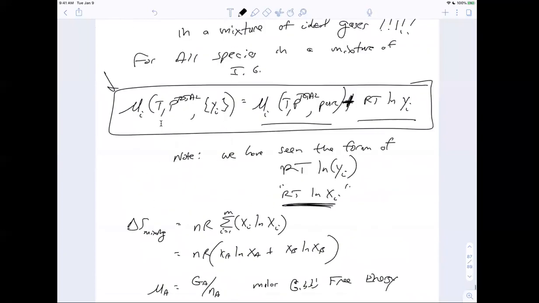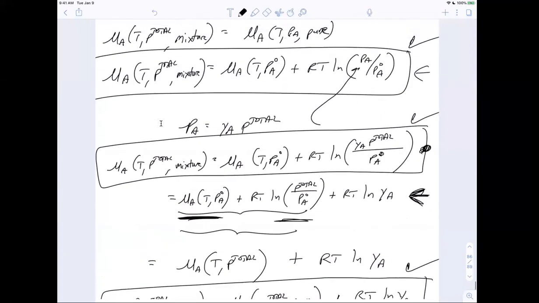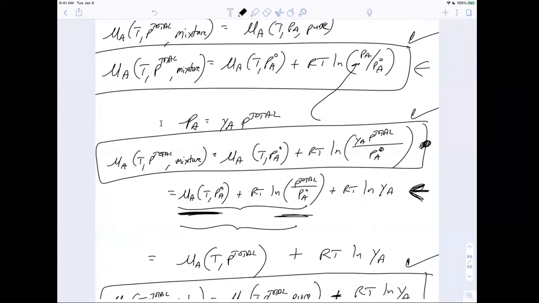Okay, and I just want you to keep in mind that we can also write the chemical potential of A in terms of the partial pressure right here. So we could write this as mu sub A at the temperature T and reference pressure that we choose, plus RT natural log of the ratio of the partial pressure of A in the mixture divided by the pressure that we choose as our reference. Questions, comments? Okay, last time. Any questions, comments?